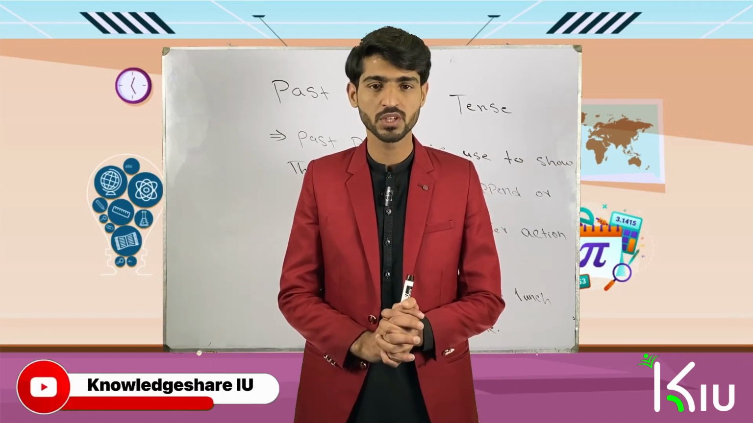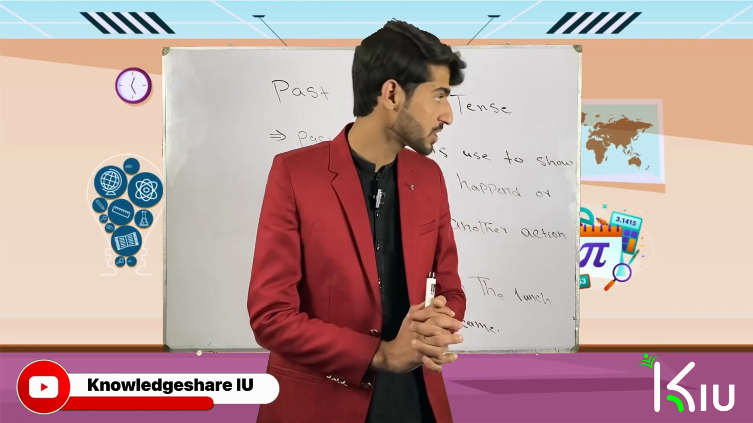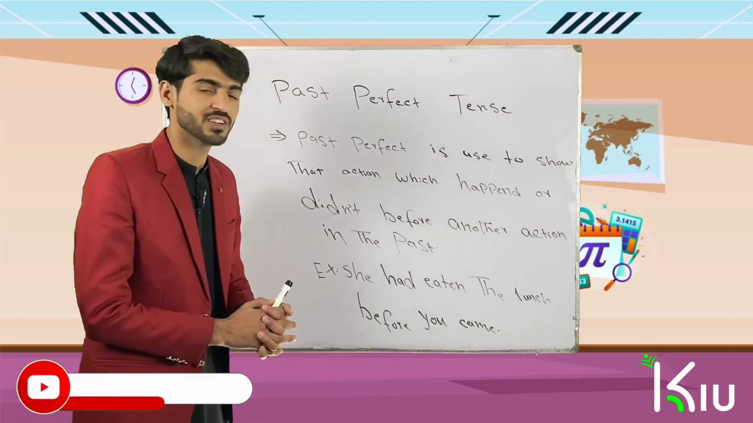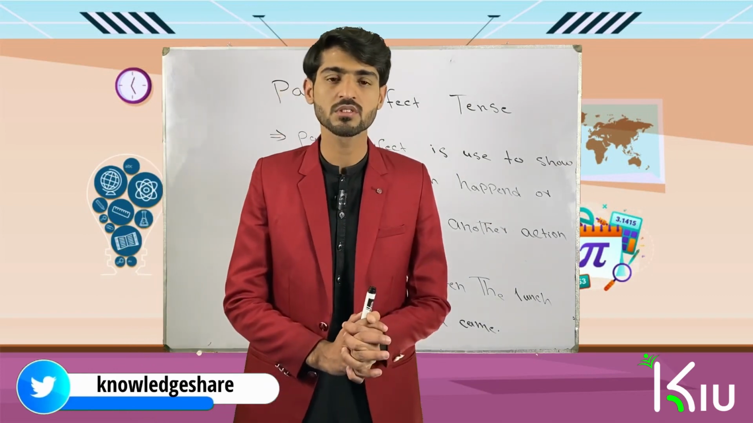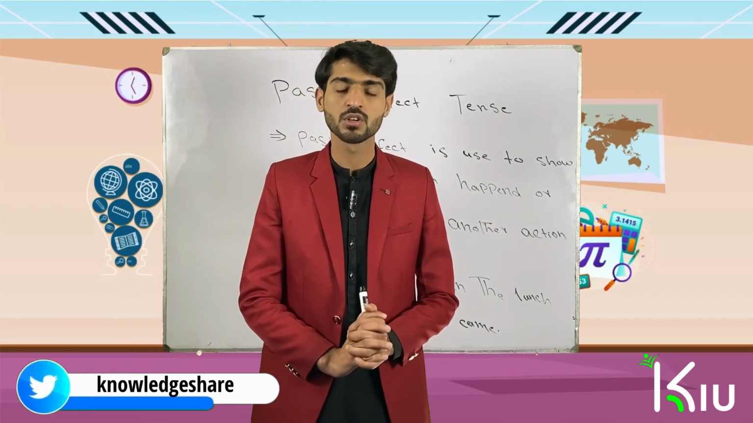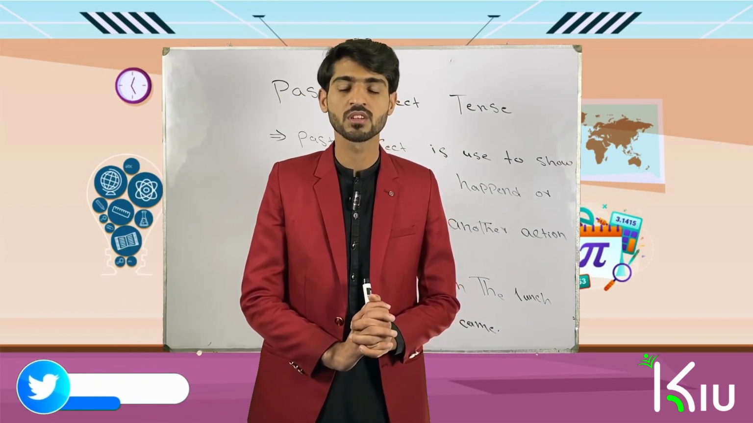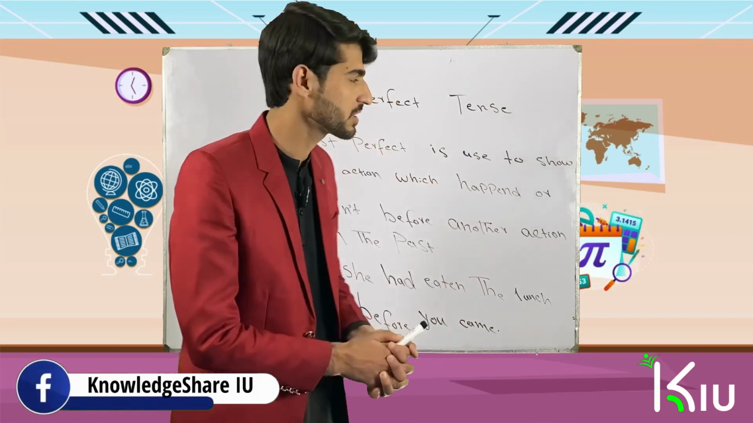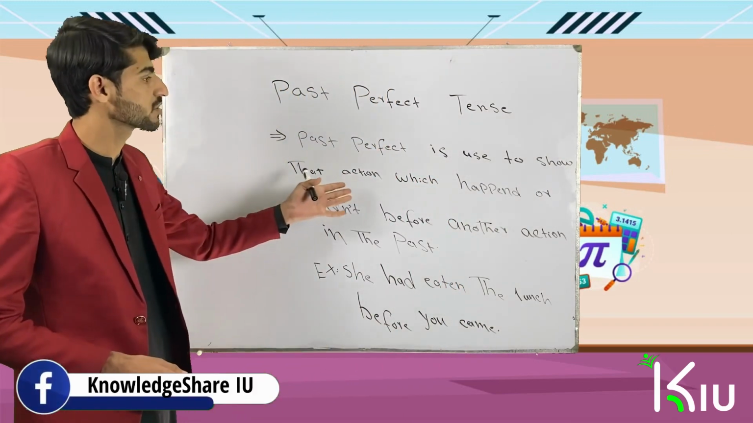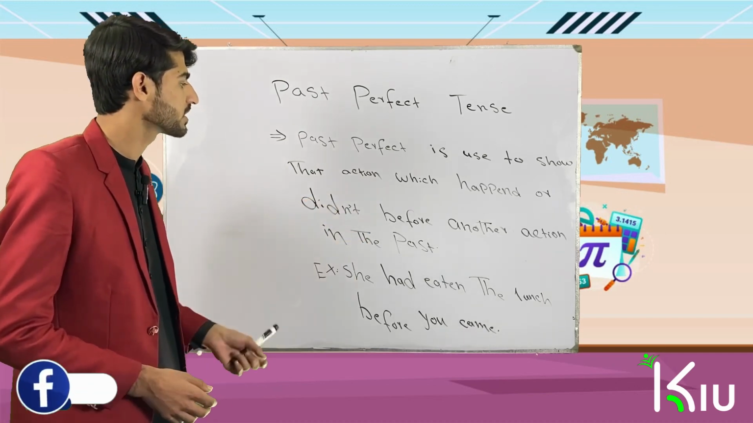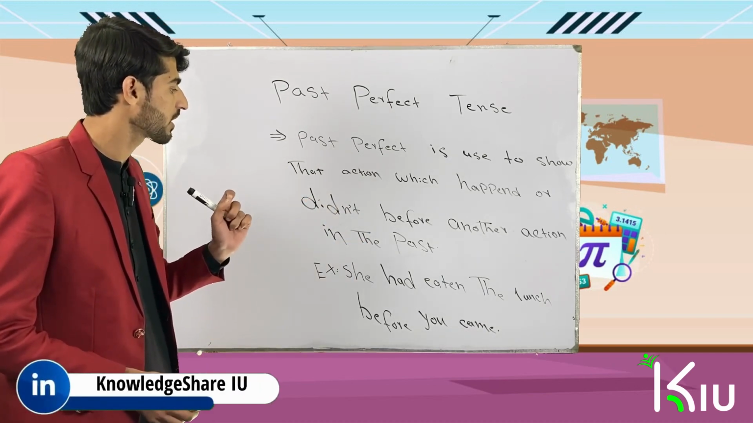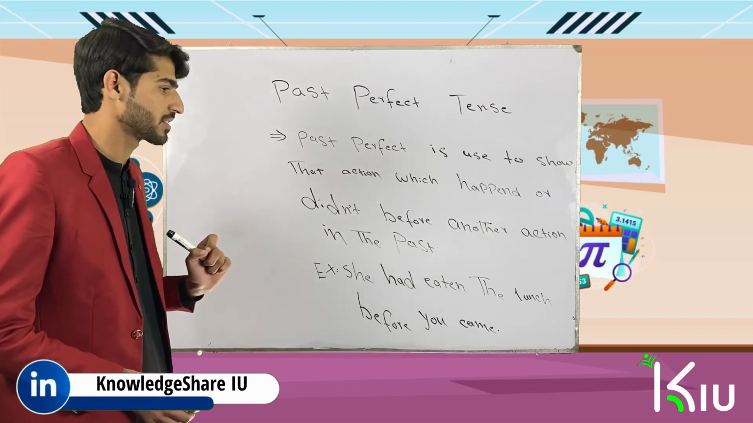In this lecture, we are going to talk about past perfect tense. We are going to talk about the definition of past perfect tense as well as its uses and its structure. First of all, let's get ahead with the definition of past perfect tense. Past perfect tense is used to show that action which happened or didn't happen before another action in the past.